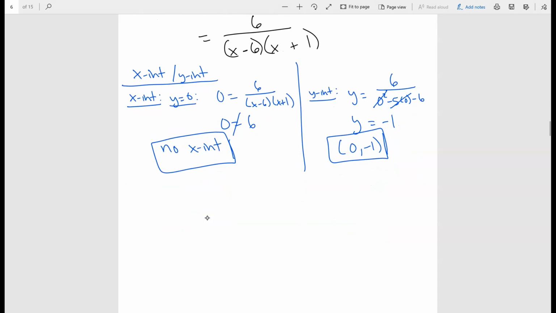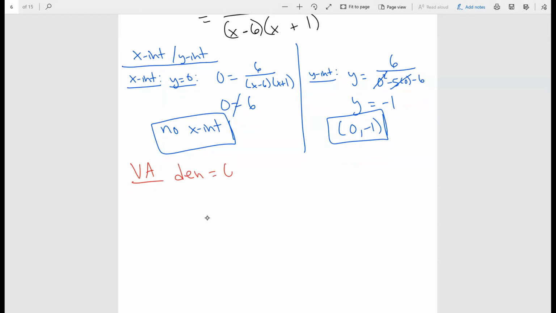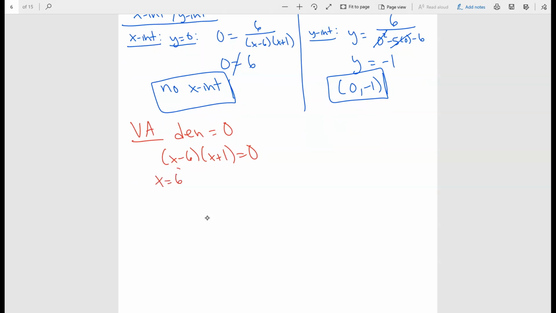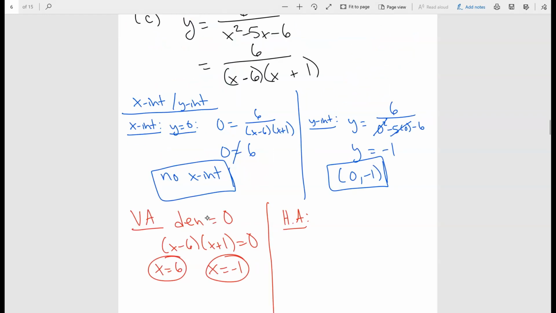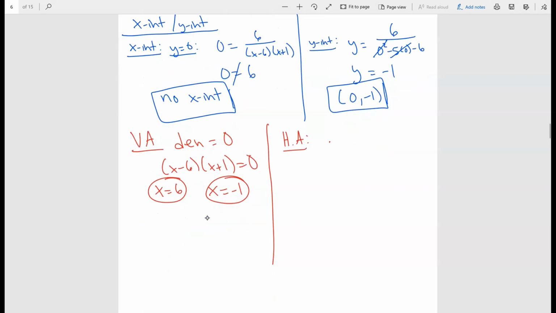All right, so now let's do the vertical asymptotes. If you have vertical asymptotes, you're going to set the denominator equal to 0. So we have x minus 6, x plus 1, and we're going to set this equal to 0. So you're going to have x equals 6 as a vertical asymptote and x equals negative 1 as a vertical asymptote. There's no slant asymptote because the degree of the top is not bigger. For horizontal asymptotes, you can see here that the degree of the top is less than the degree of the bottom one, which means that y equals 0 is going to be the horizontal asymptote.